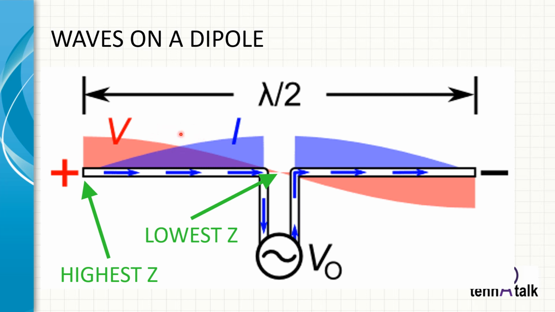Somewhere in between is a trade-off between the voltage and the current and the resulting impedance, somewhere between 50 ohms and thousands of ohms of impedance. And this is very important to look at.